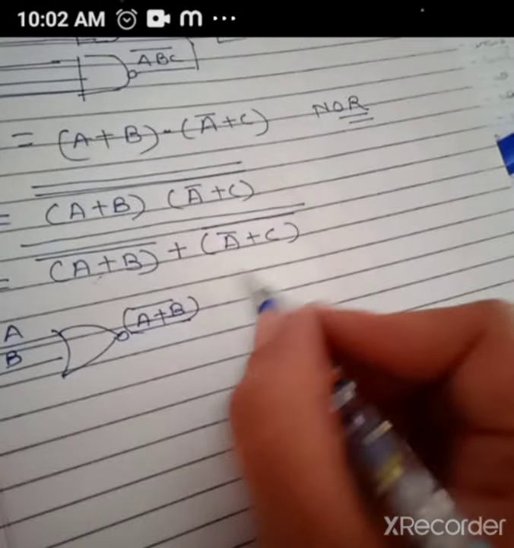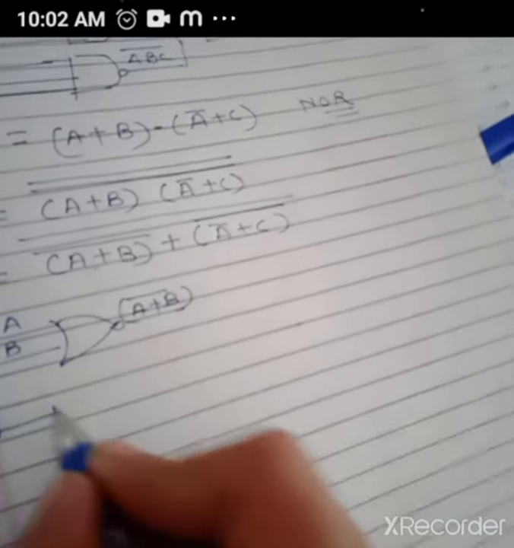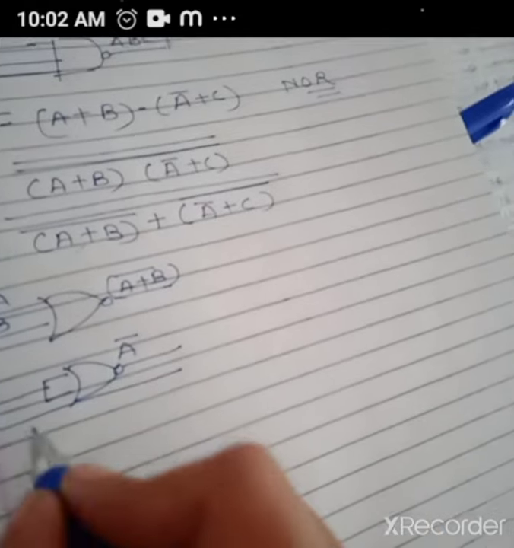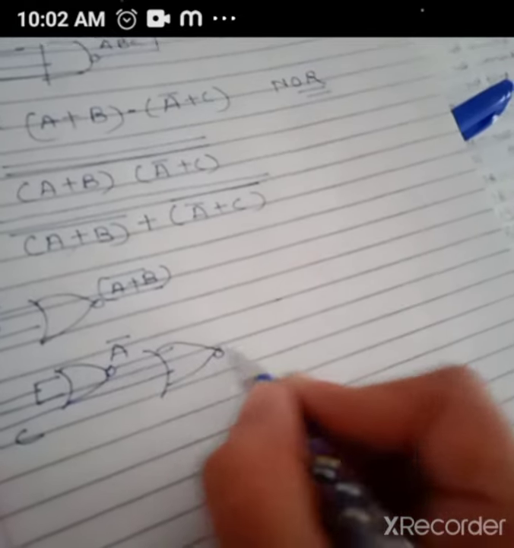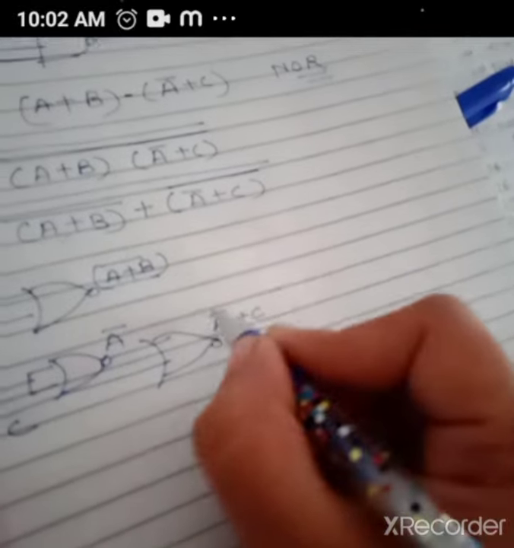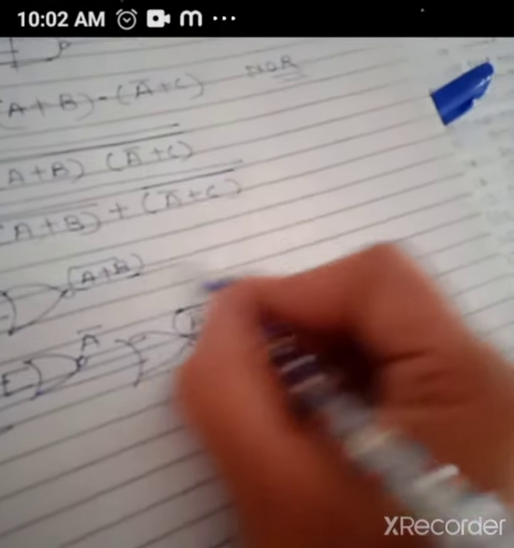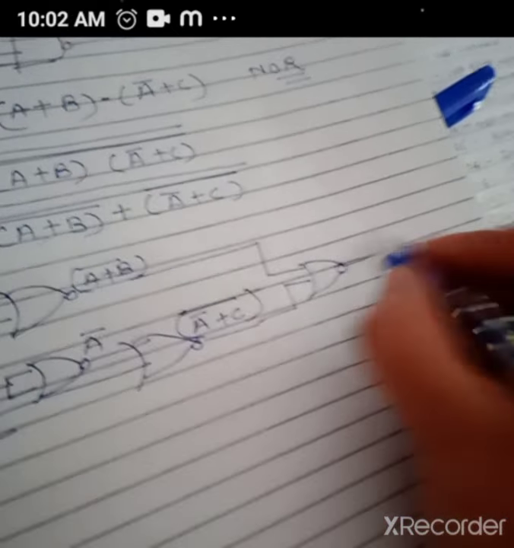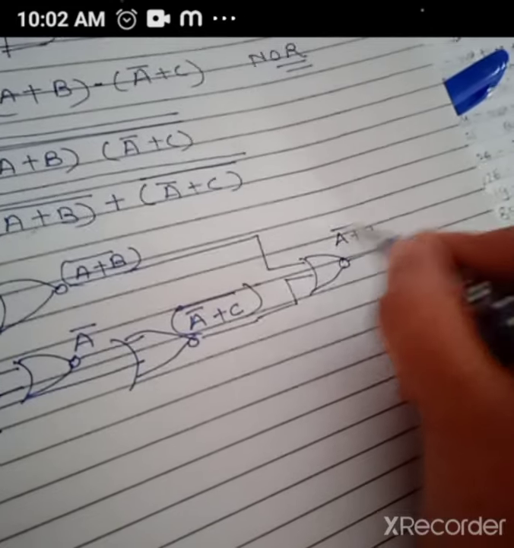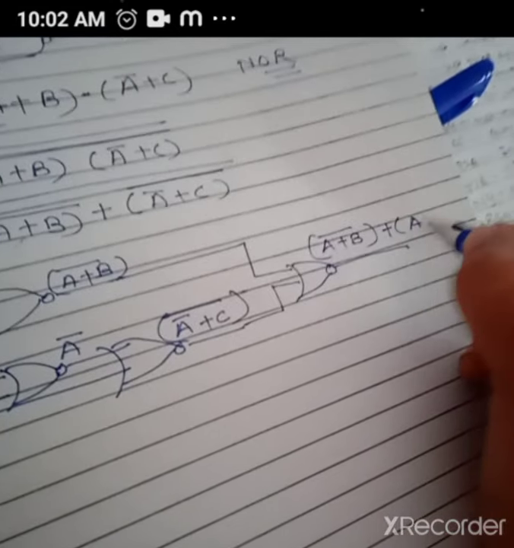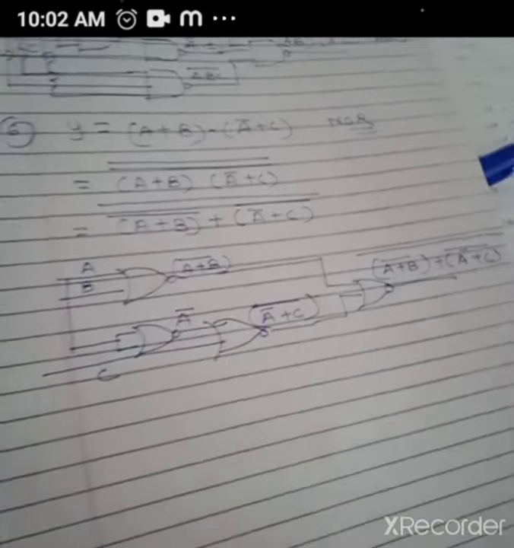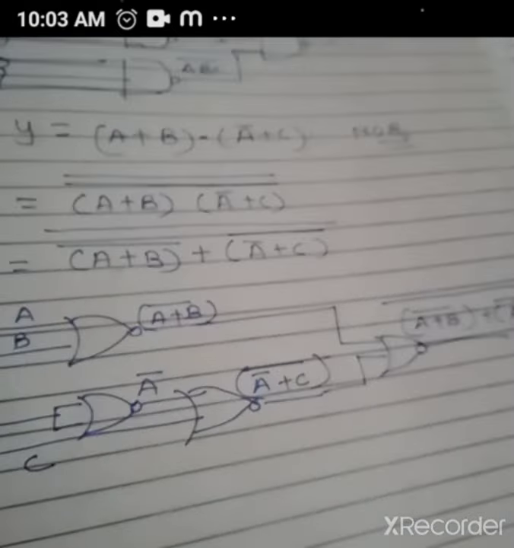Now you require a bar plus c. So for a bar, take a NOR inverter, which will give you a bar. Take c as it is. Combine with NOR, it will give you (a bar plus c) whole bar. And these two again combine with NOR. So this will give you ((a plus b) bar plus (a bar plus c) bar) whole bar. So this is the implementation using NOR.